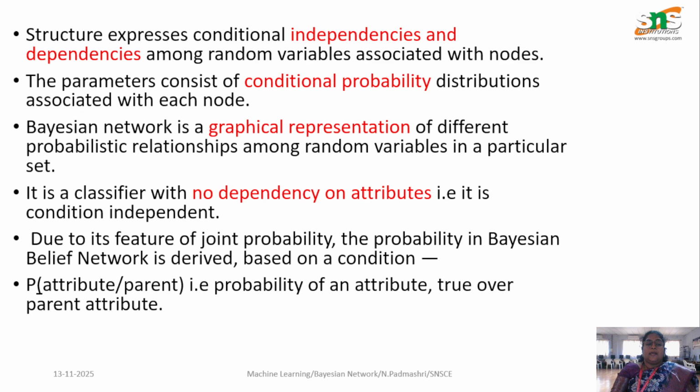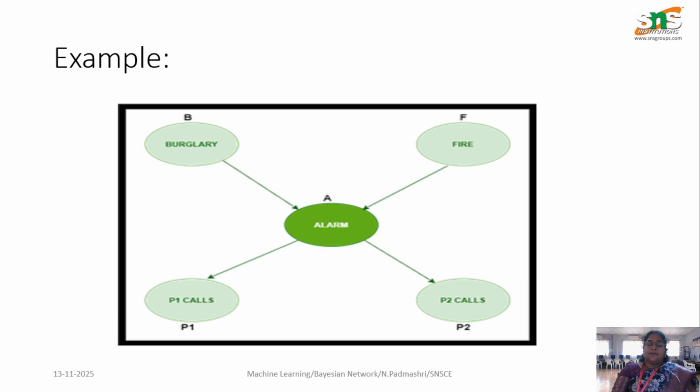This we can study with one example. Here you can see a tree-like structure which has root nodes, or we can say parent nodes, B and F, burglary and fire. The center node is called the alarm node, and here P1 and P2 are the persons who make calls. So two persons are there.